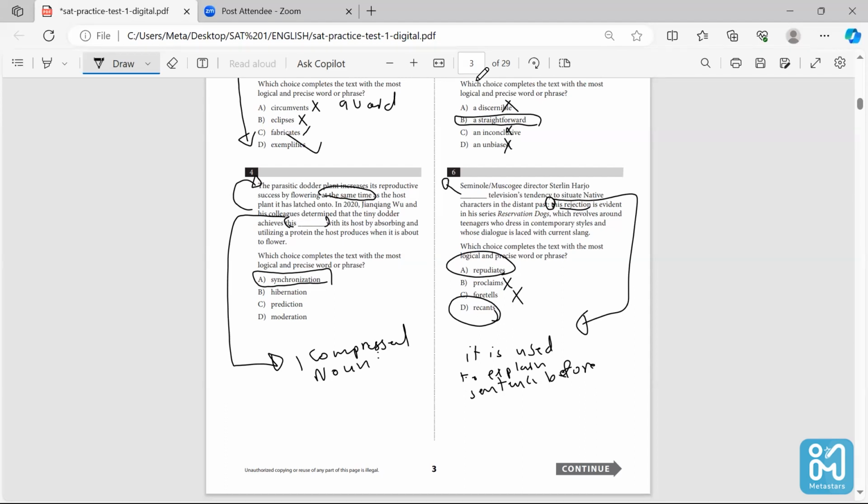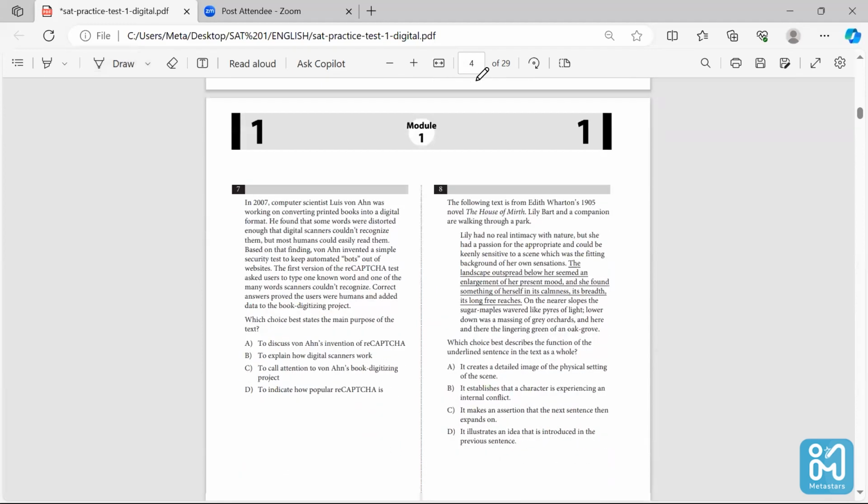I understand you, my friend. So I would say repudiates. It can be the best answer here. We know why, because it means rejection. Thank you so much, my friend. Right. Move on, guys. Let's move on.